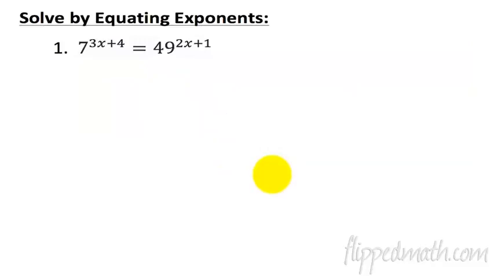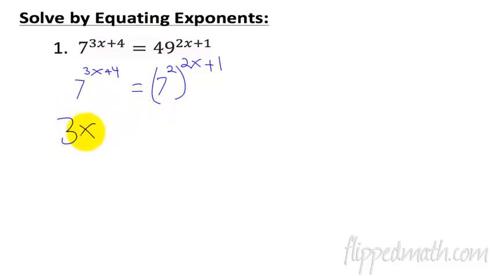First thing is try to get these bases to be exactly the same thing. I could change this 49 and make it 7 squared, because 7 squared is 49, and then there we have a 7 on this side. Now we've got bases that are the same. We've still got to write this whole thing out here. So we have 3x plus 4 in the exponent, plus 4, and then we have our equal sign. So 7 squared is being raised to the 2x plus 1. And now at this point, since the bases are identical, you can take the exponents, which is 3x plus 4, and set them equal to each other.